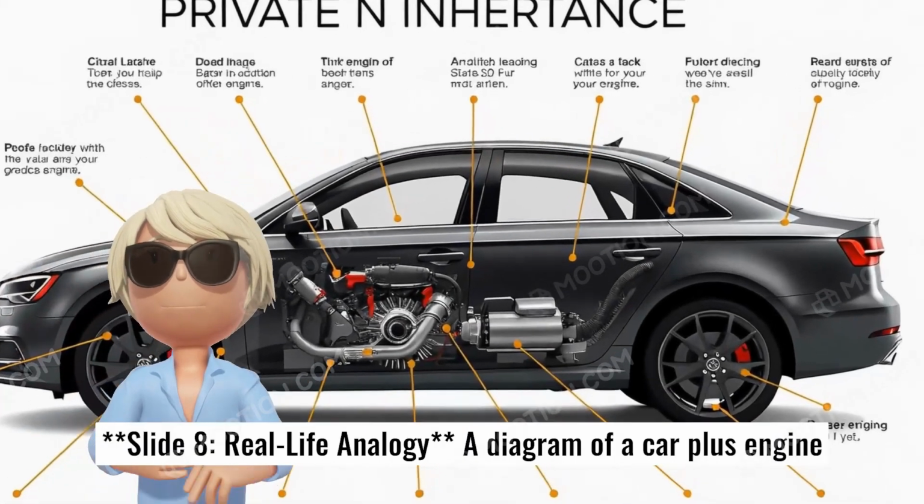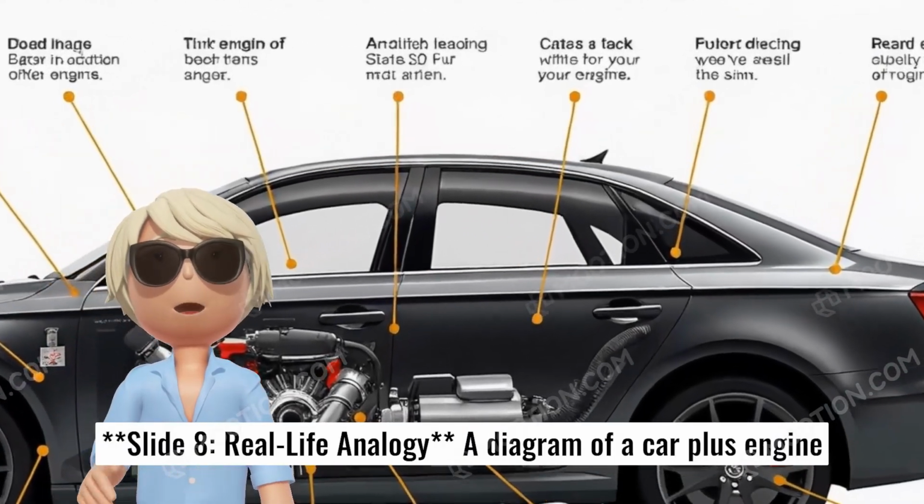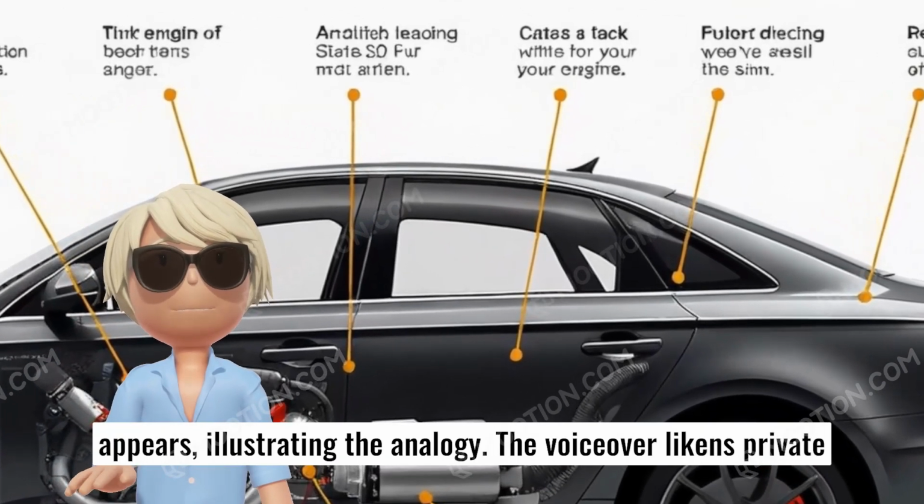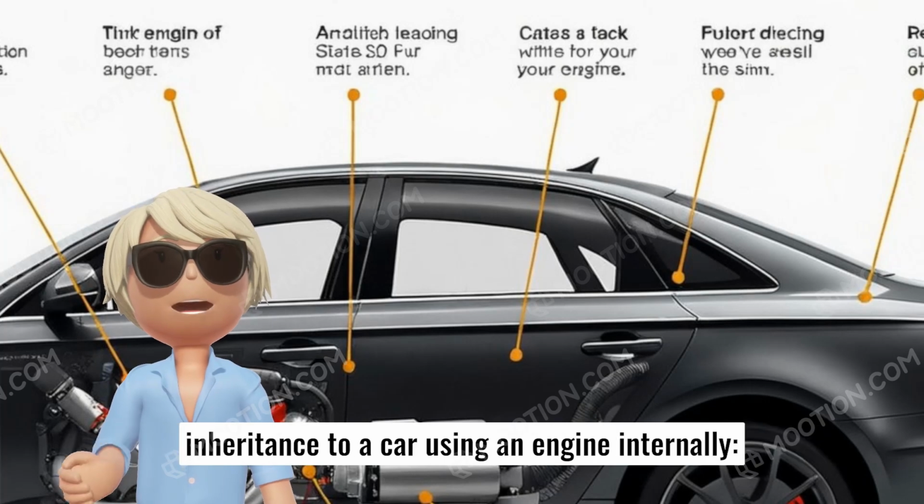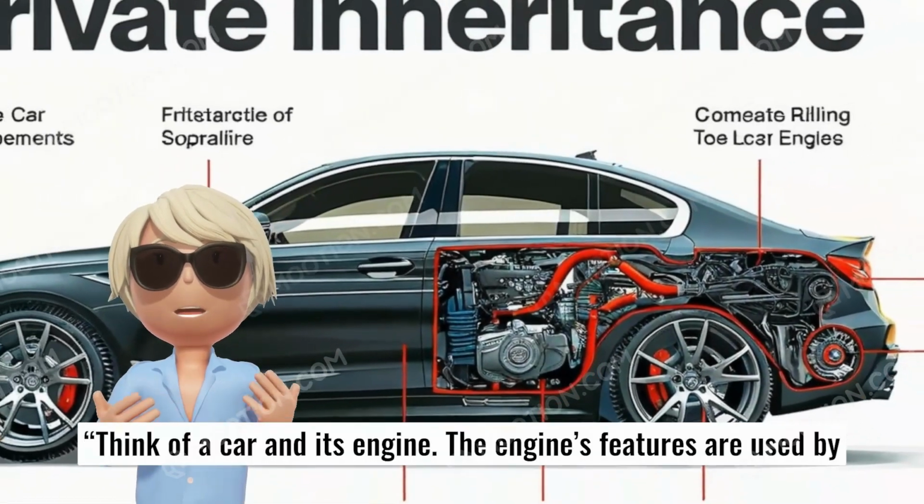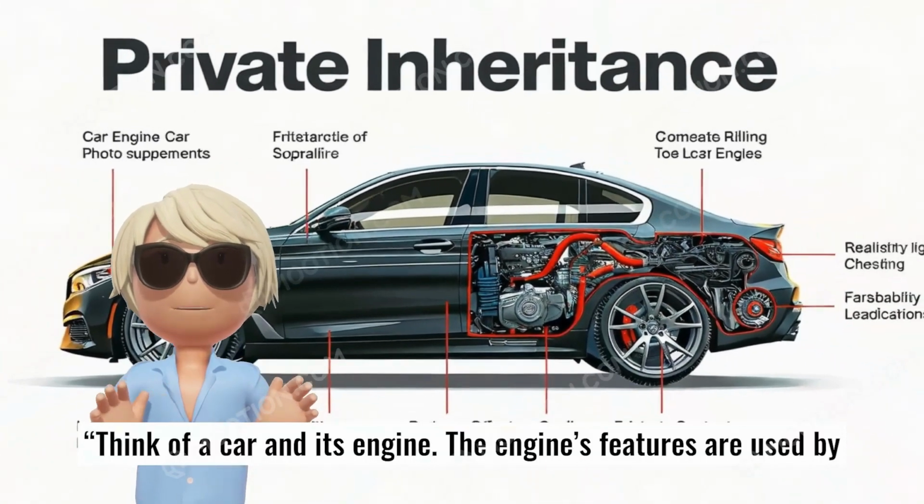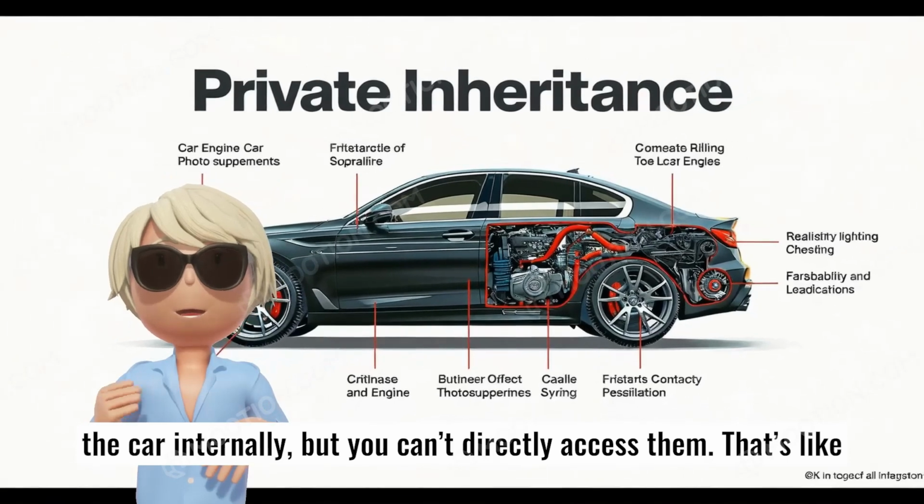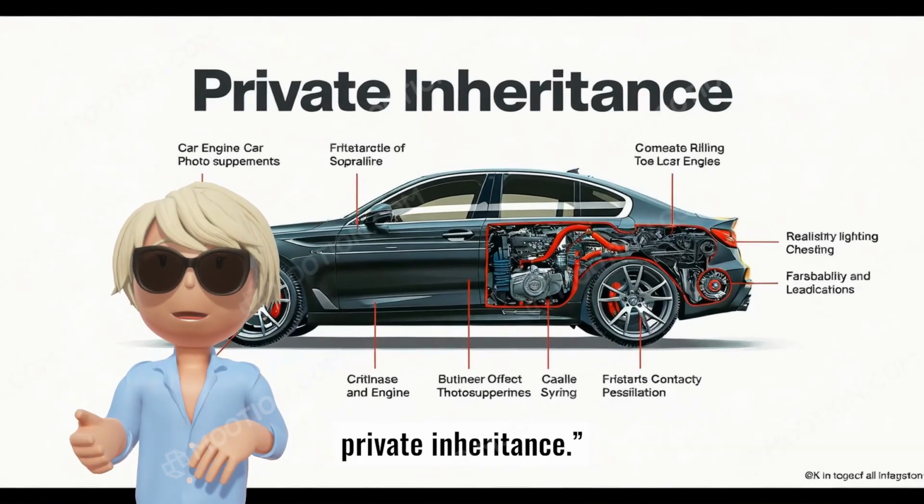Slide 8. Real-life analogy. A diagram of a car plus engine appears, illustrating the analogy. The voiceover likens private inheritance to a car using an engine internally. Think of a car and its engine. The engine's features are used by the car internally, but you can't directly access them. That's like private inheritance.